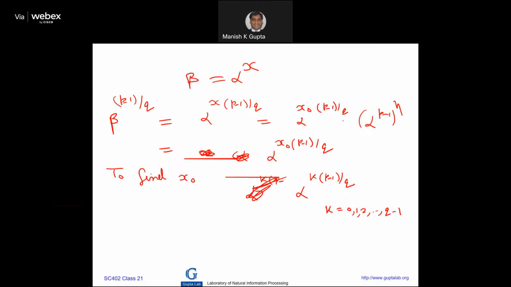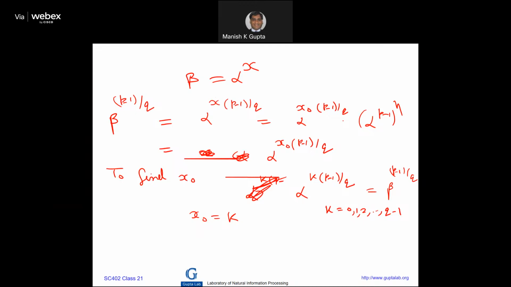So we are just raising this power for different k until we find that this value, for some k, obviously, will be equal to beta raised to power p minus 1 by q for some k, right? In that case, obviously, x naught is nothing but that particular k. Okay. So this is how we are able to find the first term.